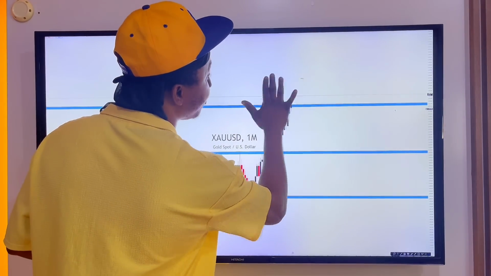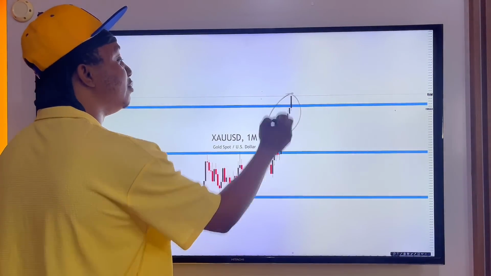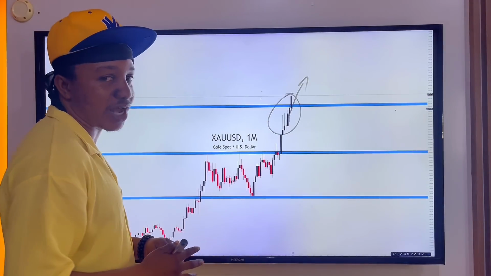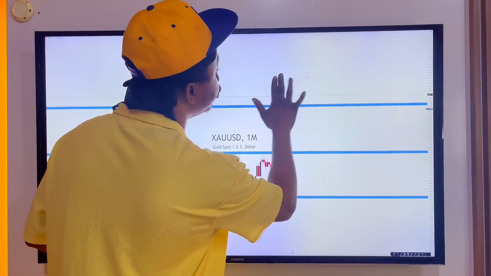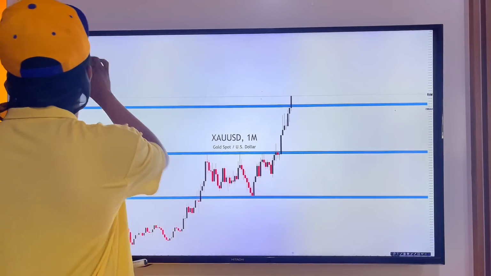So gold, let's take it further to the weekly time frame and see if we can understand what is happening on the weekly before we pick our buys to the upside on this pair. So gold onto the weekly time frame to continue with the technical analysis. All right, let's go.